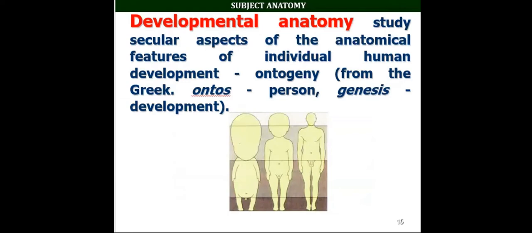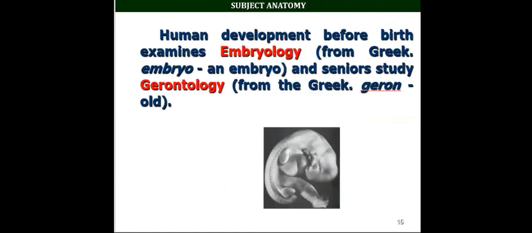Developmental anatomy studies the age aspects of the anatomical features in individual human development. It's ontogeny, from the Greek ontos, a person, and genesis, development. For example, the size of the head in a newborn child and in an adult. One of three parts in a human body, newborn child, for example, and one of the eight parts of the human body. Next one. Human development before birth is examined by embryology, from the Greek embryo.